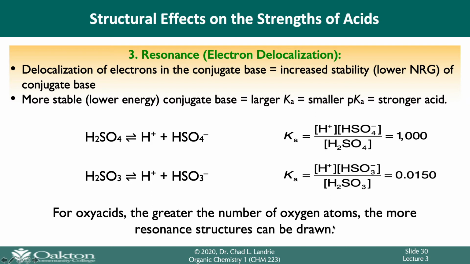Here we're comparing sulfuric acid to sulfurous acid, H2SO4 and H2SO3. And the rule of thumb for oxyacids is the greater number of oxygen atoms, the more resonance structures can be drawn in the conjugate base, and therefore the stronger the acid. So we see that here in this comparison. If you look at the Ka values on the right, you see that the Ka for sulfuric acid is much larger than the Ka for sulfurous acid. More oxygens means more resonance, means more stable conjugate base, means stronger acid.